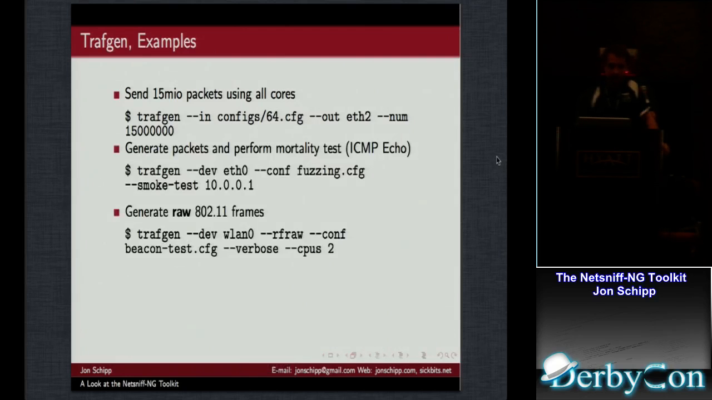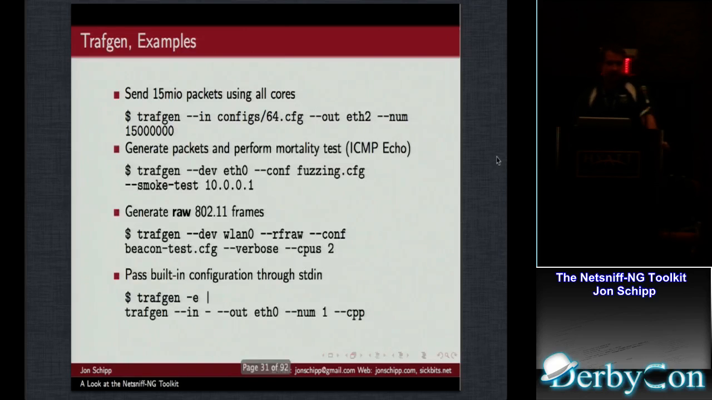Okay, so let's look at a few TrafGen examples. The first example we have, we're sending 15 million packets, reading in from this config file. That's called 64.cfg, and we're outputting it to eth2. And that's really all there is to it. So it's pretty simple to use. Once you have your configuration in place, you just hit enter and they're out the interface.